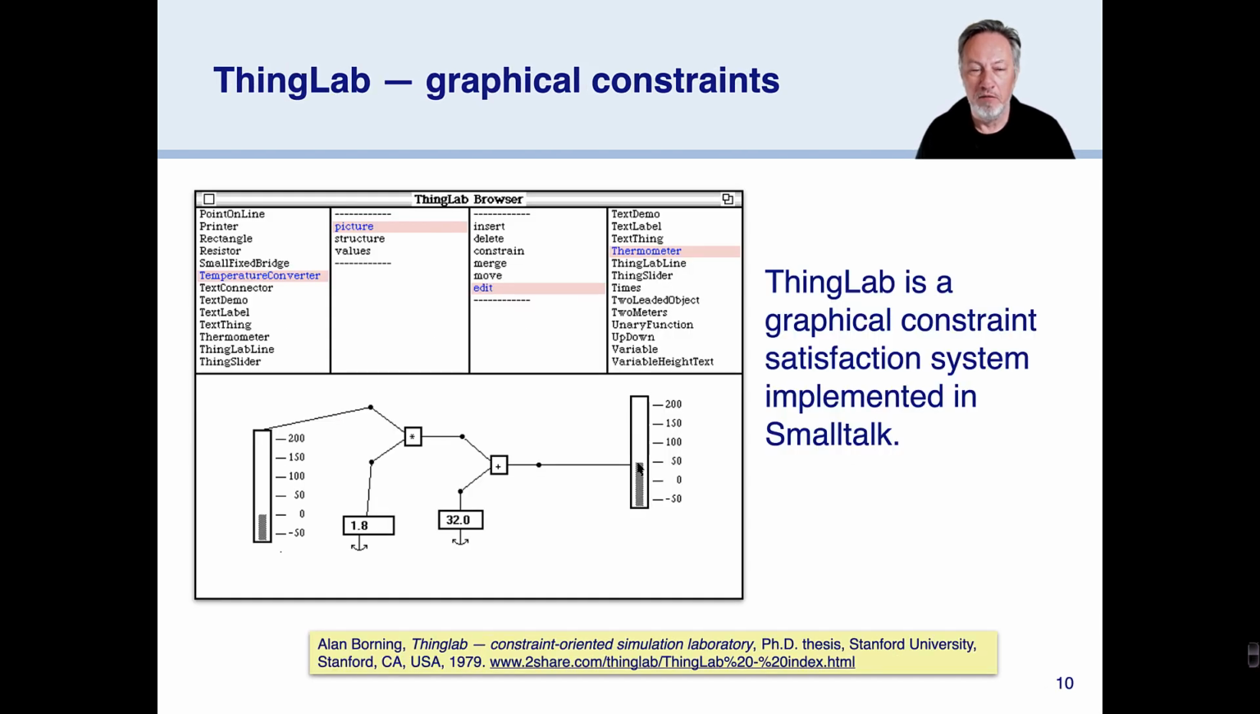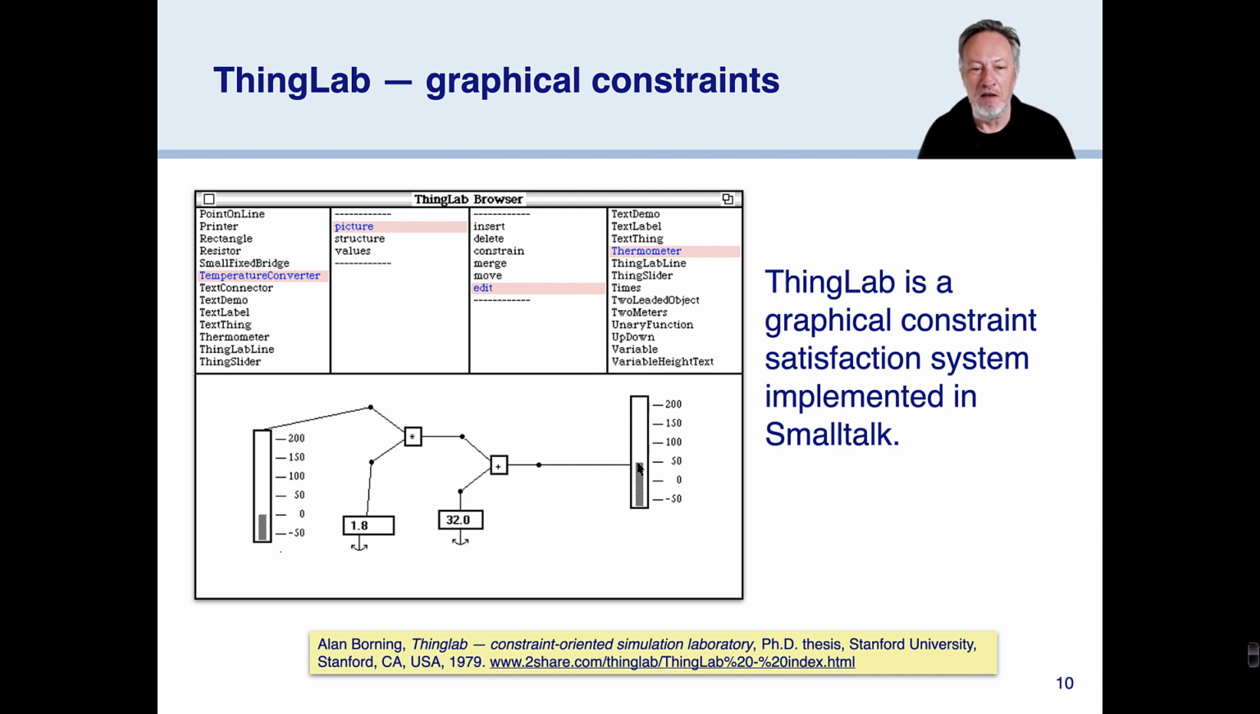Still fairly early on, in the late 70s, ThingLab was a graphical constraint satisfaction system that was implemented in Smalltalk by Alan Borning. So in this system, we can link two visual displays of a thermometer, one in Fahrenheit and one in Celsius, and connect them with nodes that represent various operations and constraints.